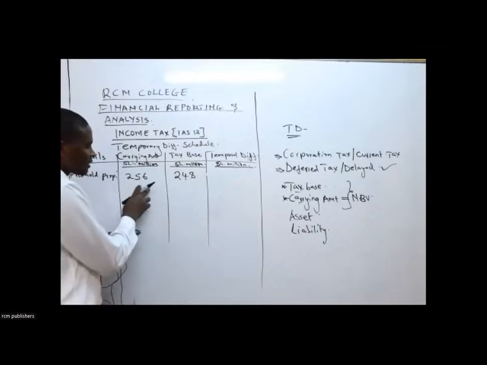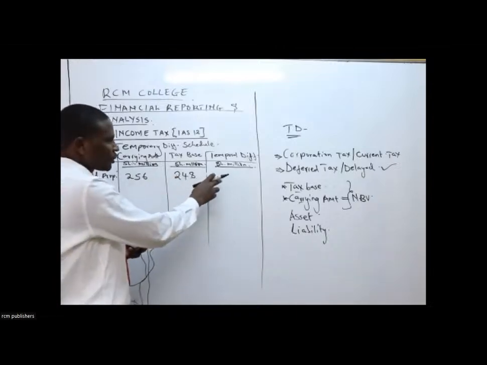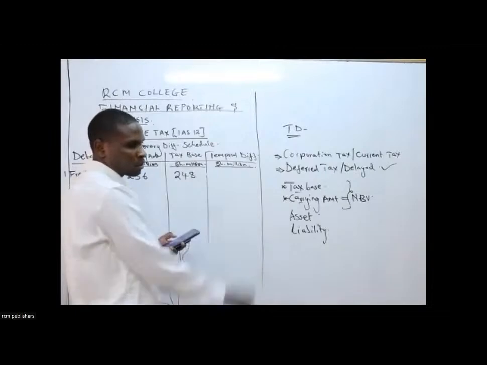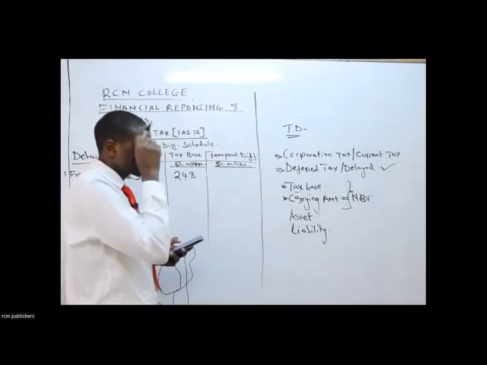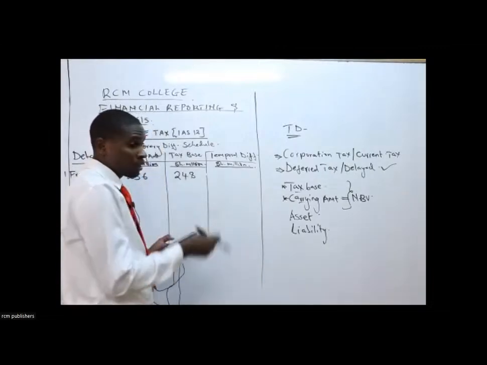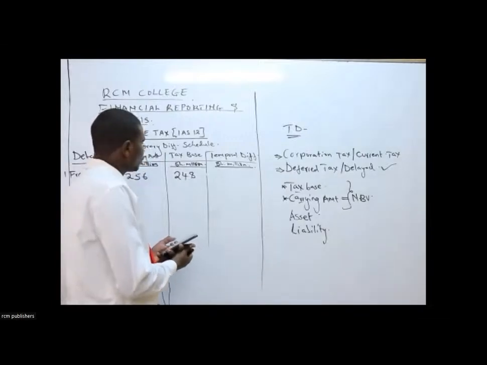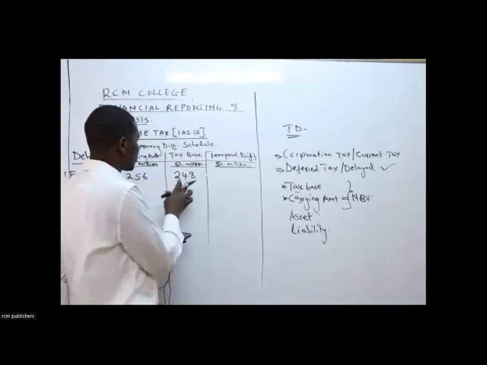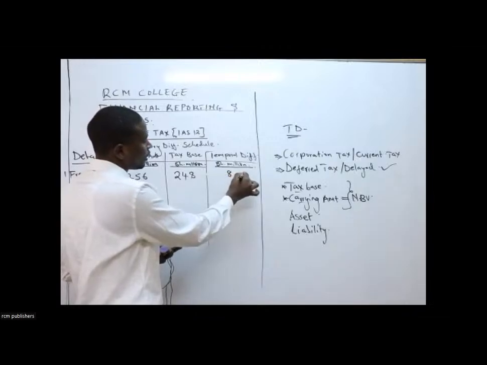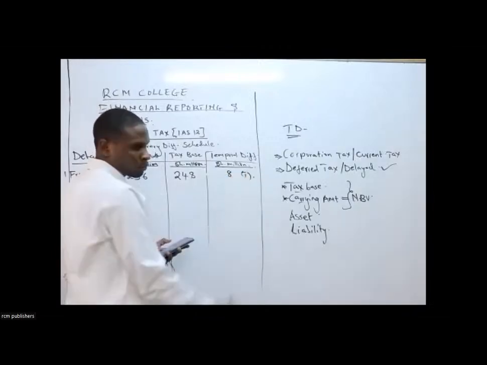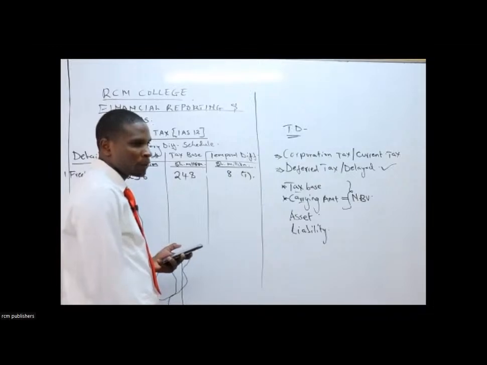248. This is an asset. Therefore, if you get a positive, that means it is taxable. And taxable is indicated with what? With a positive. So how much do you have? In fact, if I look at this, this will be 8. That will be taxable.